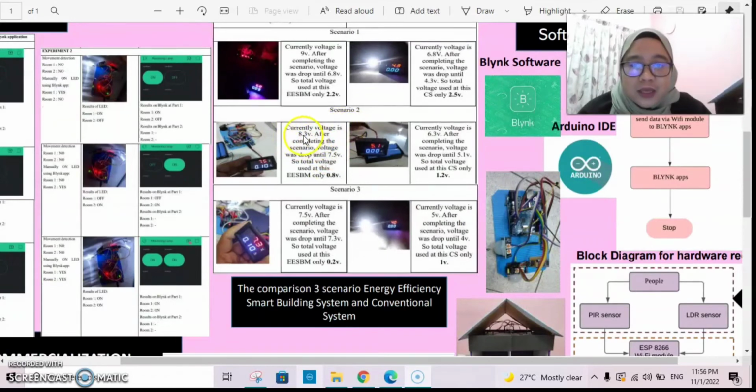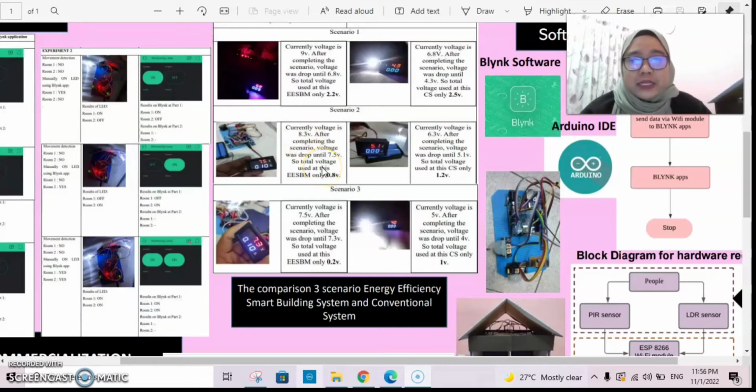Currently voltage is 8.3 volt. After completing the scenario, voltage dropped to 7.5 volt. So the total voltage used by this system is only 0.8 volt. While for the conventional system, currently voltage is 6.3 volt. After the scenario is complete, the voltage dropped to 5.1. So the total voltage used is 1.2.